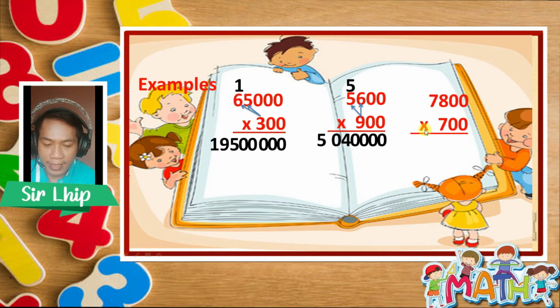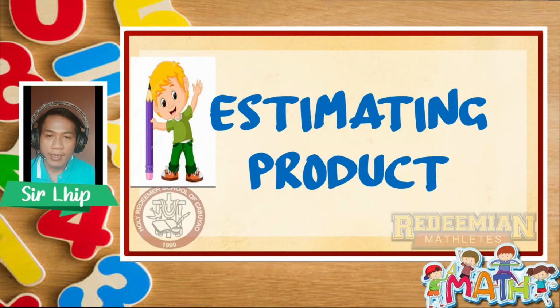7,800 times 700. So we have here 4 zeros. 7 times 8 equals 56, carry 5. 7 times 7 equals 49, plus 5 equals 54. Thus, the product of 7,800 times 700 is equal to 5,460,000. Proceed to estimating product.